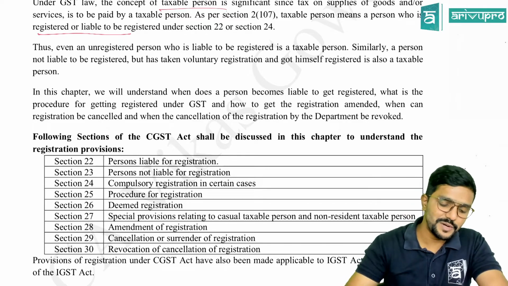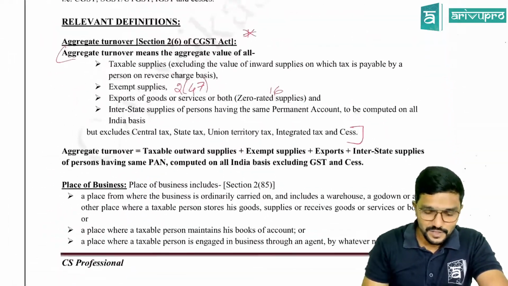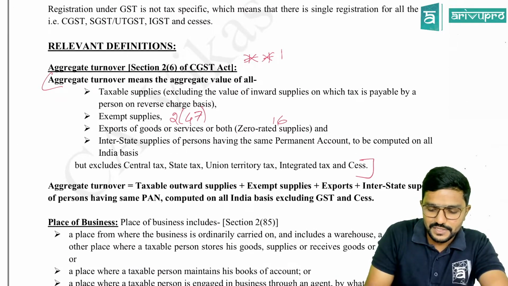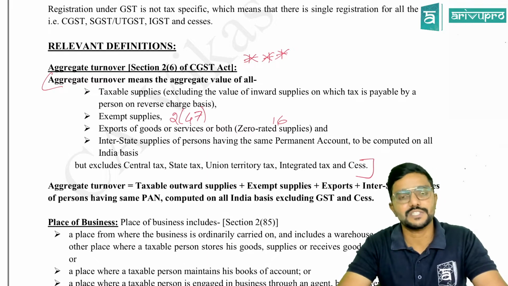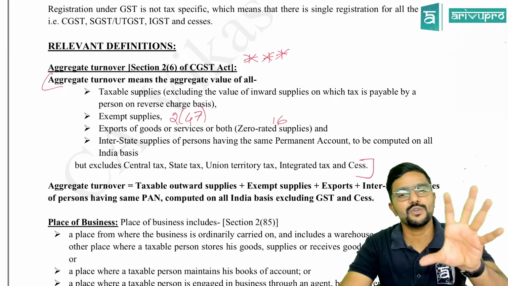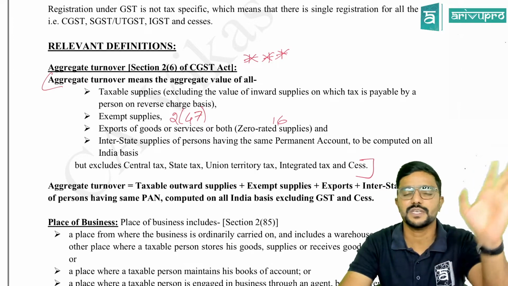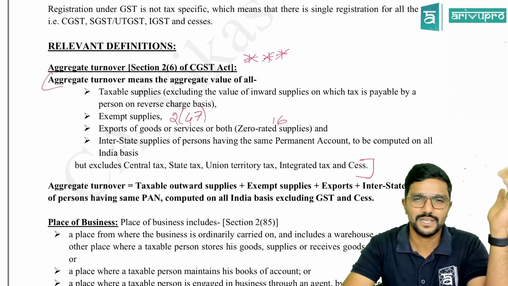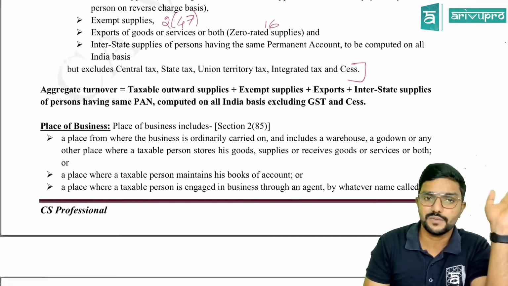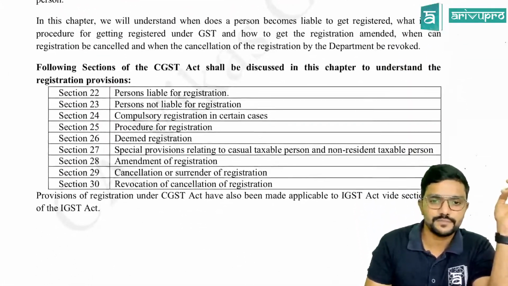Clear? With respect to the definitions, you should understand them, but the aggregate turnover definition is very, very important, guys. You should know this as it is. For other definitions, if you just know what is place of business, what is registered person, what is taxable person, that is more than enough. They will not ask you to define all those things. But the aggregate turnover definition is very important because questions are asked on it.